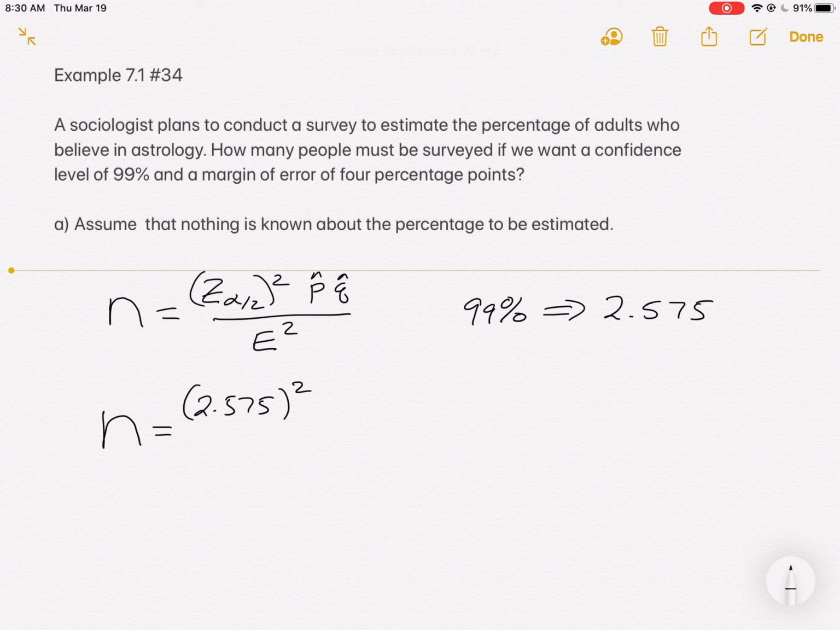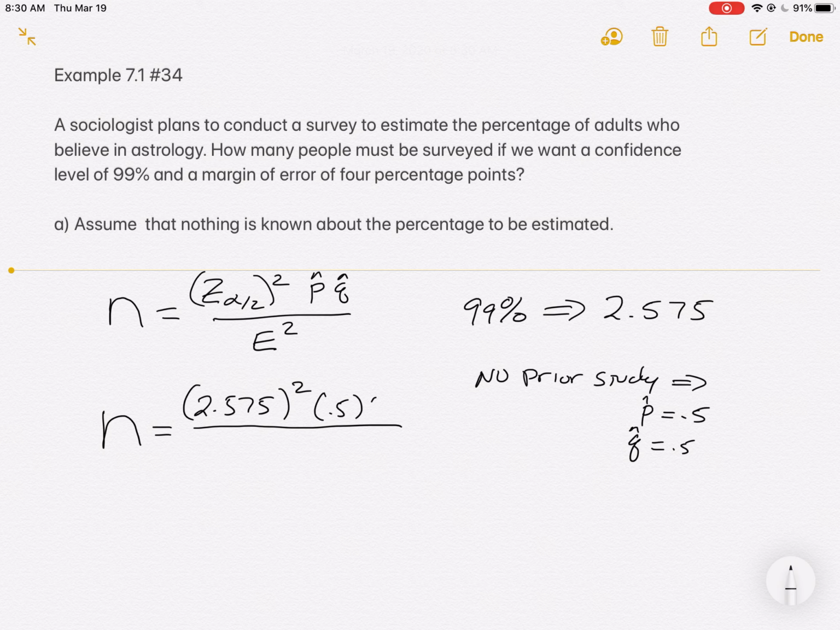And then as we go across, p hat and q hat. Now those would come from a prior study, but A says that we don't know anything about the percentage. So when that happens, if there's no prior study, which we have in this case, then we're simply going to let p hat equal 0.5 and q hat equal 0.5. And I'll put that in right here, 0.5, 0.5. That's the biggest that product could ever be, and that's why we're using it.